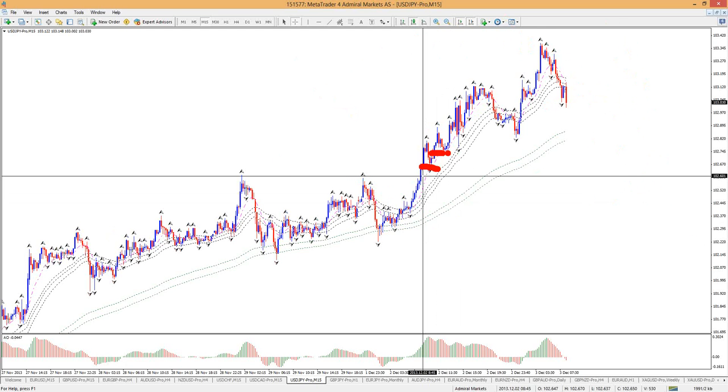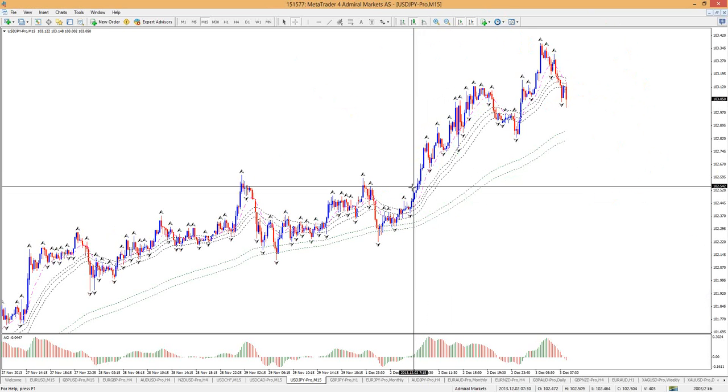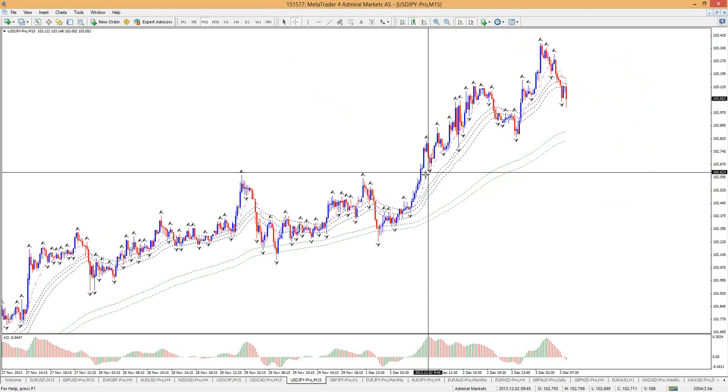So that's the dollar yen. Let's move on to maybe the Kiwi. Wafo is talking about a potential 1-hour breakout on the New Zealand. So let's take a look.